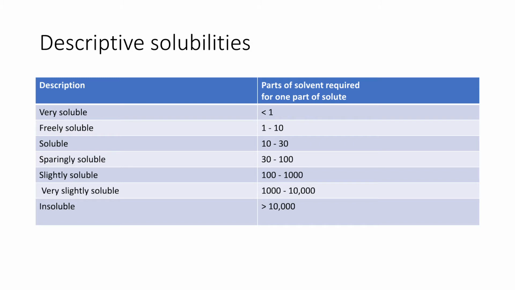So these are the terms associated with the pharmacopoeia, and you must have seen them in the description part of the pharmacopoeia: very soluble, freely soluble, soluble, sparingly soluble, slightly soluble, very slightly soluble. These questions are generally asked in the GPAT examination also. So one must have an idea of what the ranges are. Please try to memorize these ranges.